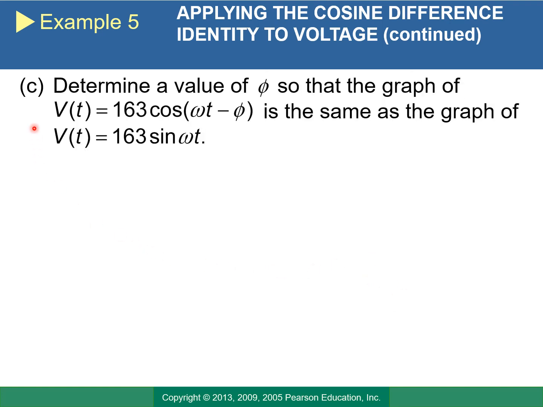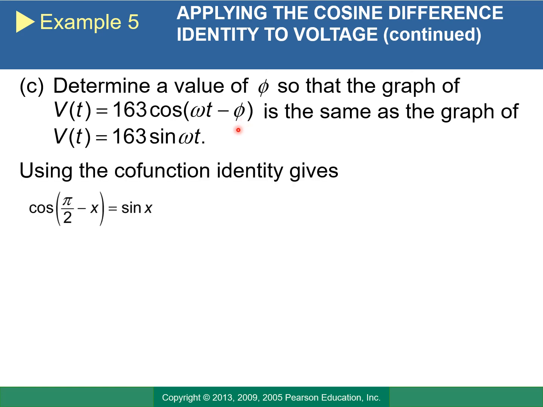Part C says determine a value of phi, so this is the Greek letter phi, so that the graph of our voltage function, notice this is now rewritten with cosine, is the same as the original graph we just looked at. So basically this is why this applies to this section. We are asked to rewrite sine of some angle here, omega t, in terms of cosine, but specifically cosine of a difference of 2 angles. So omega t minus phi, and we were asked, well, what is this number? What is this value phi?